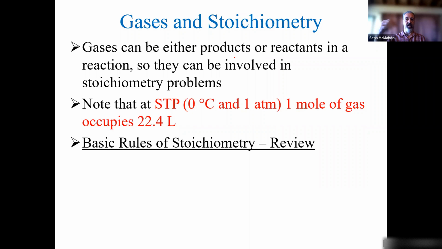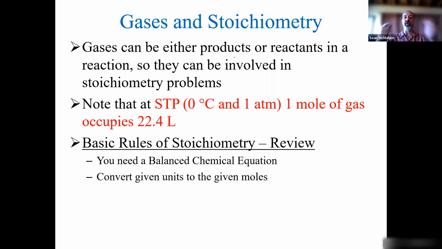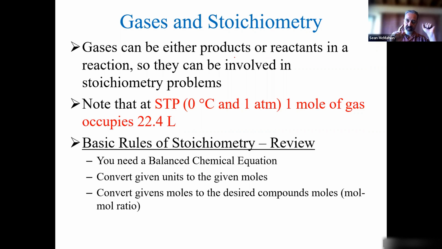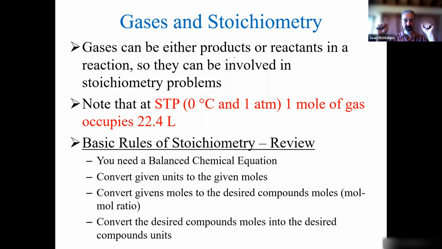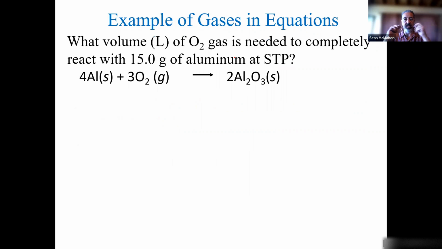So as a review, because we did gravimetric stoichiometry a while ago, I always need a balanced equation. I need to convert whatever units they give me to moles for that substance. Then from moles of that substance, I go to the moles of the substance I want, and then I go to the units I want for whatever substance they're asking. So let's take a look. What volume of oxygen gas is needed to completely react with 15 grams of aluminum at STP?